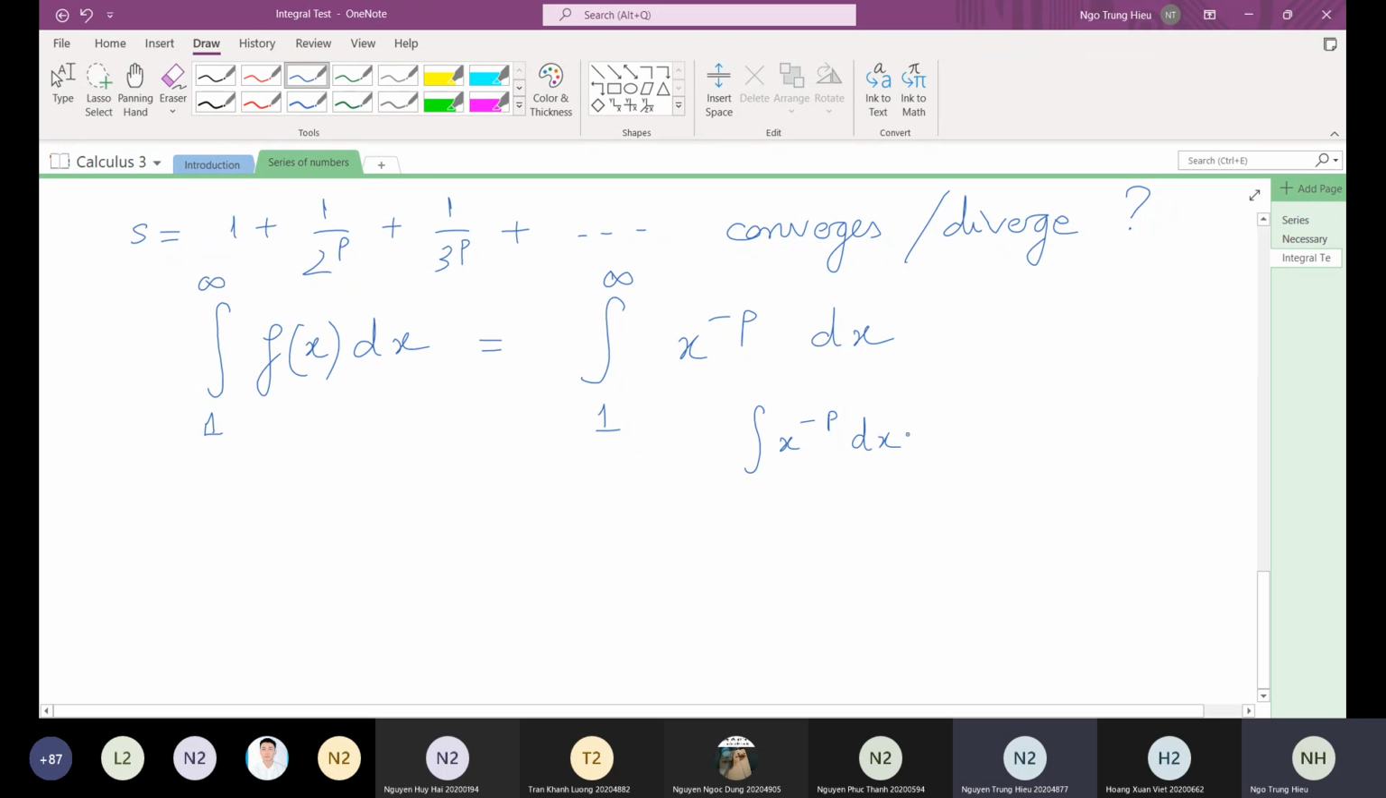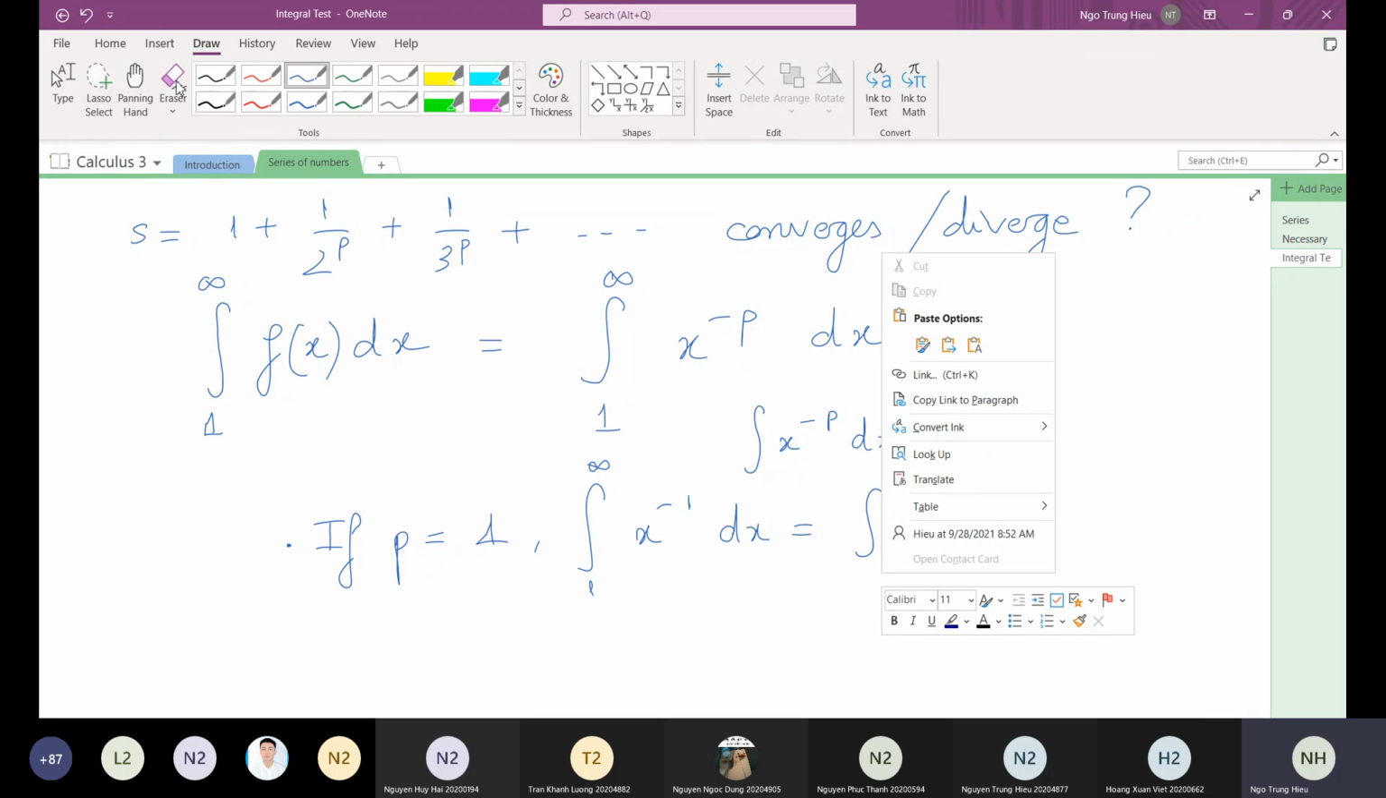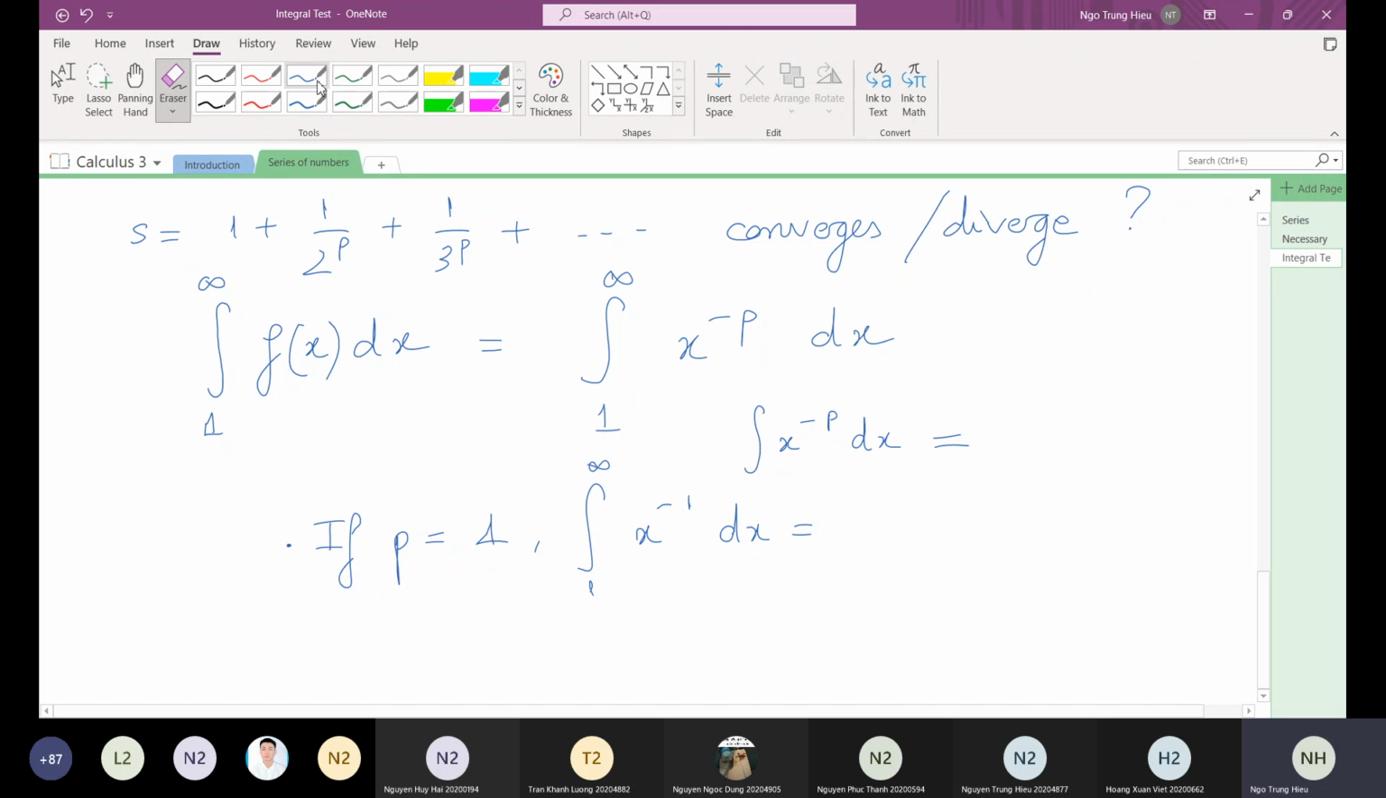If p is equal to 1, then it's the natural logarithm of x. So we consider the case p equal to 1 and p different from 1. If p is equal to 1, it's the natural logarithm of x. That's very good. The integral of x to the minus 1 dx equals log of x, and it diverges, right?